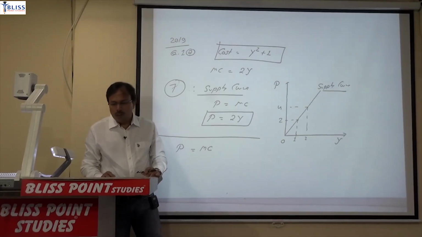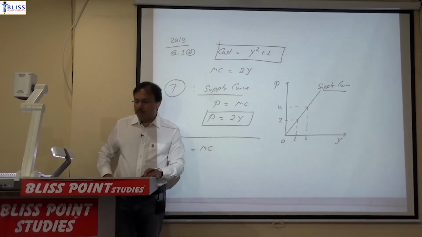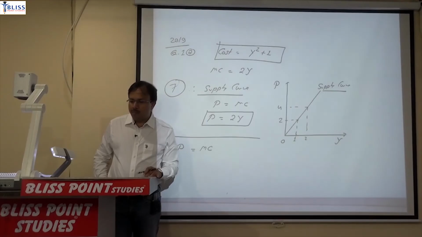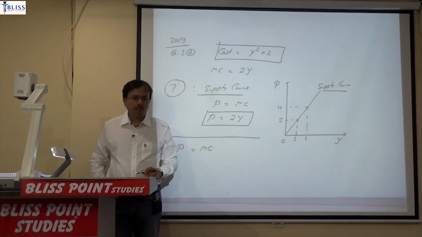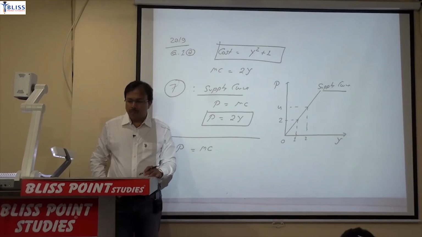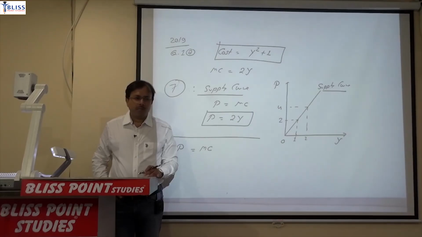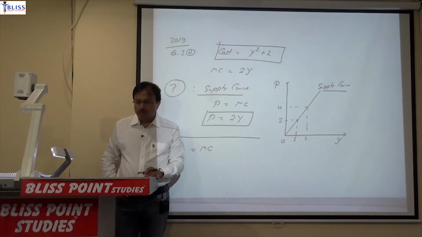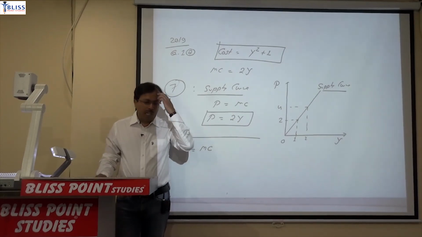Therefore, only that part of the marginal cost curve which is above the average variable cost curve is the supply curve of the firm.